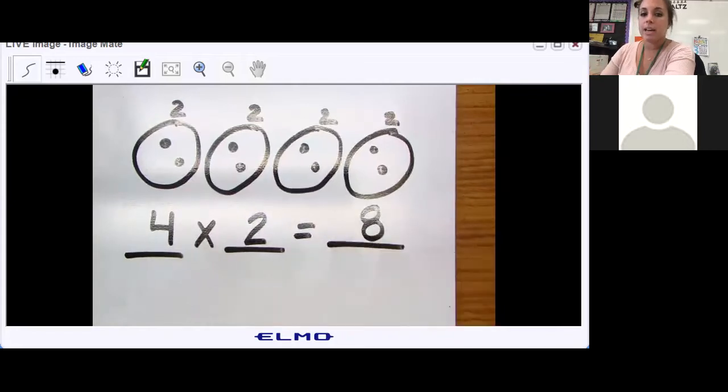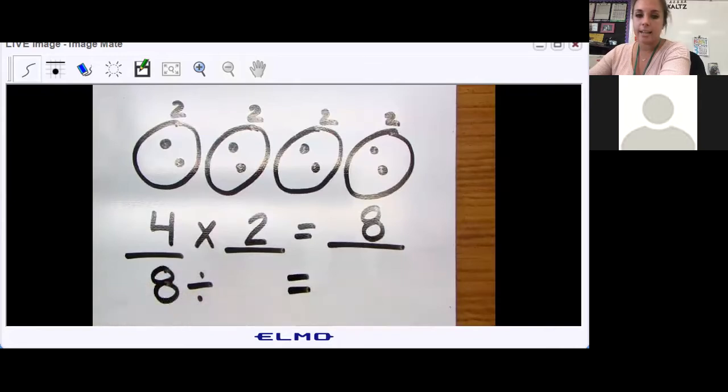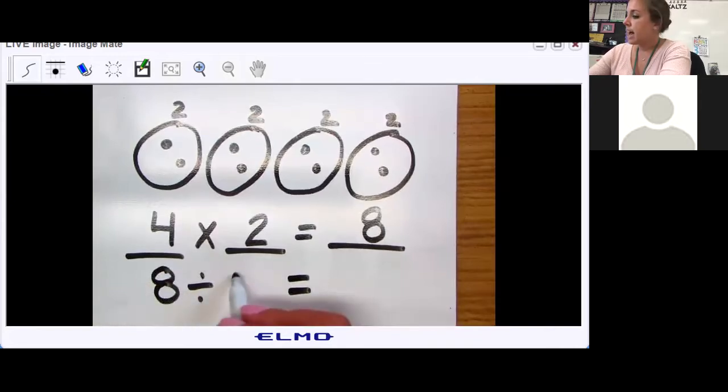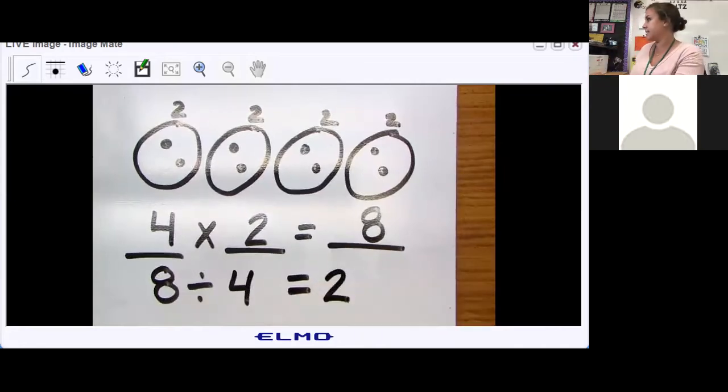Now I want to write a division problem with this, and a division equation. So I start with that big number. I had 8 total dots divided into 4 groups. So each group has 2 dots.